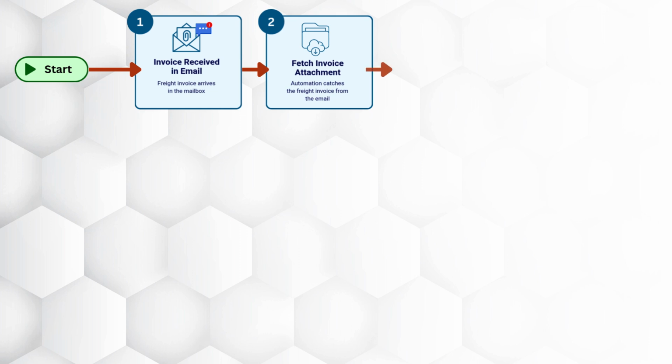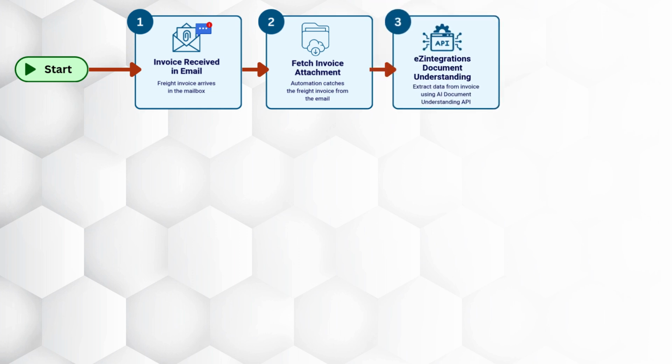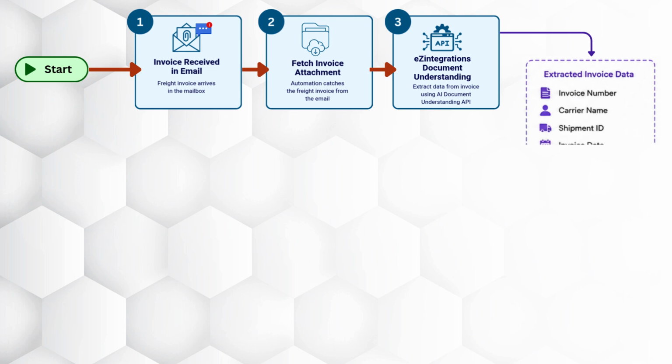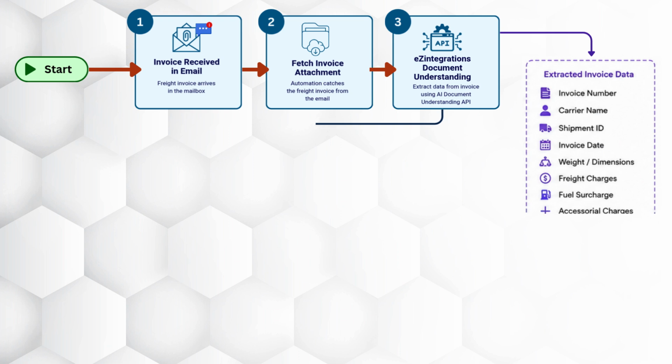Next, the invoice is processed using eZintegrations document understanding. The AI intelligently reads the invoice and extracts important information such as invoice number, carrier details, shipment ID, freight charges, fuel surcharge, weight, dimensions, and other billing information, even if the invoice formats vary between carriers.